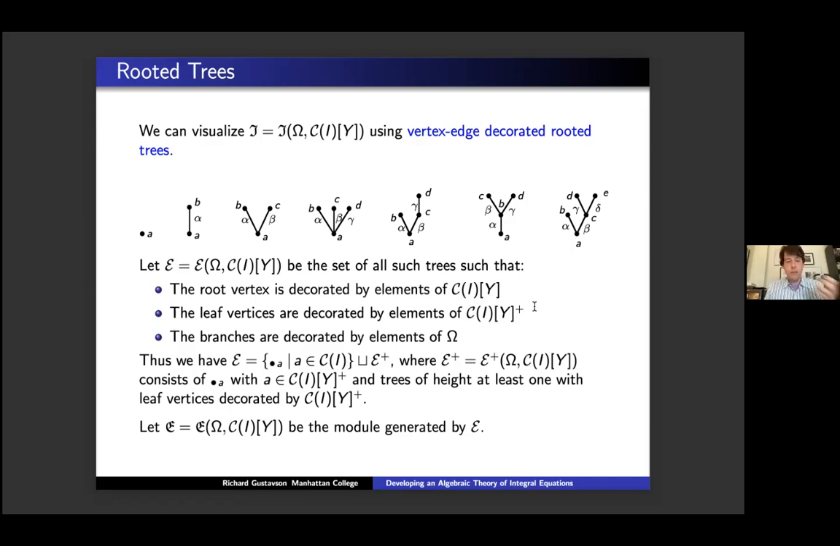And so basically we're defining the set E to be the collection of all of these trees. And we can think of E as the set of just singletons that are decorated by elements of C of I, union E plus, where E plus, we're assuming that this singleton set is in C of I plus, and the trees are all decorated as such. Right? And then we have a collection of trees now, and we can formally define the module generated by these trees with coefficients over the algebra of continuous functions, the ring of continuous functions.